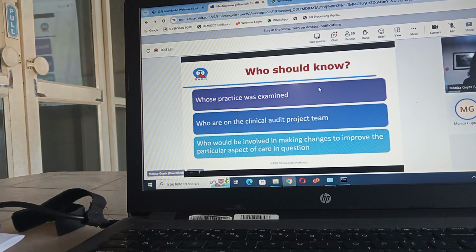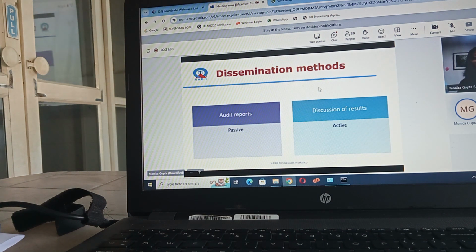Who should be involved in making changes to improve the particular aspect of care in question, right? And who would be involved? Those who are going to ultimately bring in the change have to know what the audit findings were. Now audit reports could be passive, they could be active.